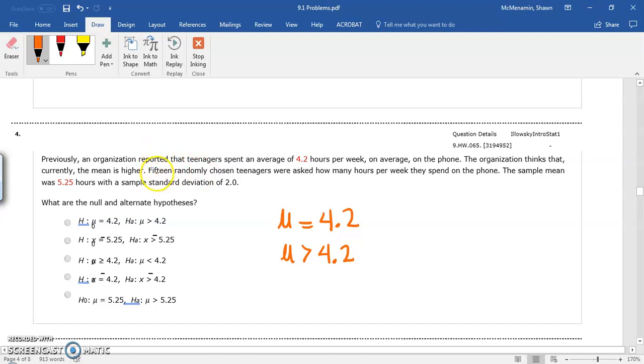Now, when you do the hypothesis test, you would need sentence 2 and sentence 3. So the null has the equal sign and the alternative has the not equal sign, so it is this one. The mu equals 4.2, the mu is greater than 4.2.